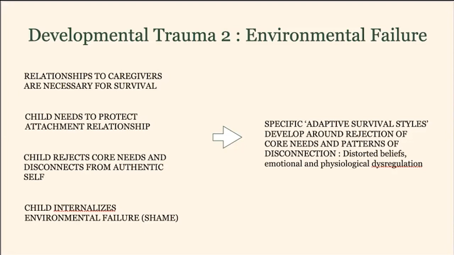So the child will read the environment, especially the parents, of course, and try to figure out what parts of him or herself are welcome and what parts of him or herself are not welcome. And in reading the environment that way, the child will then adapt in whatever ways he or she can to try and fit in and to try and secure the love of the parents and the safety of the attachment relationship.